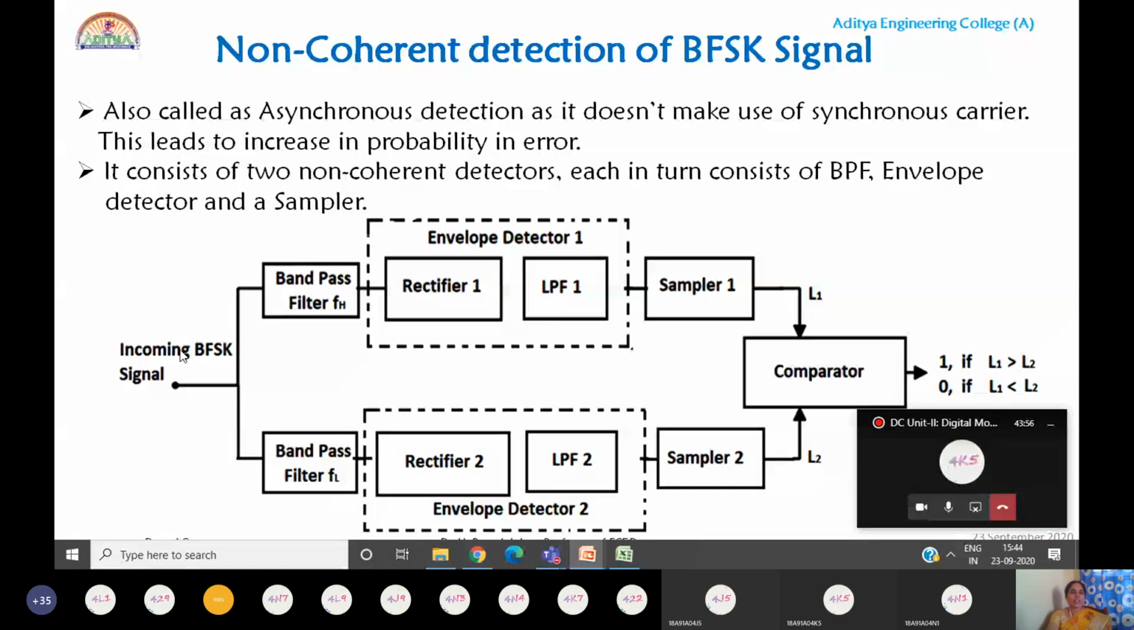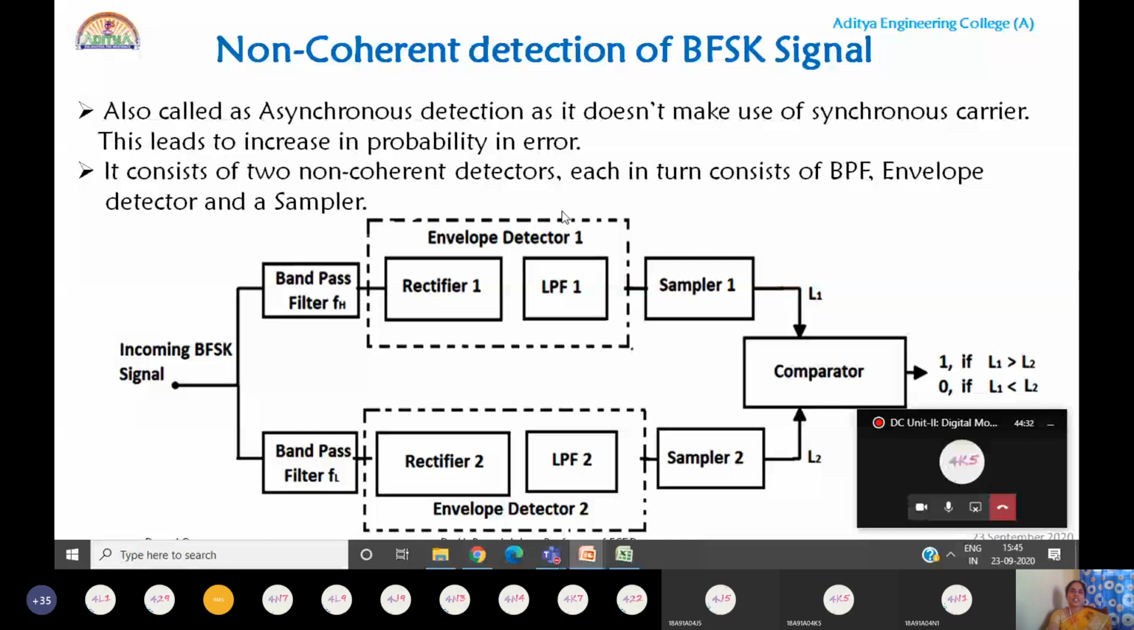So the incoming FSK signal is applied to the upper band pass filter. It will allow only the FH component, and our lower band pass filter will allow only the FL component. But our FSK signal is a combination of both SH of t and SL of t. Our upper band pass filter allows only the higher frequency component, and the lower band pass filter allows only the low frequency component. Okay, so the upper band pass filter output is applied to the envelope detector.